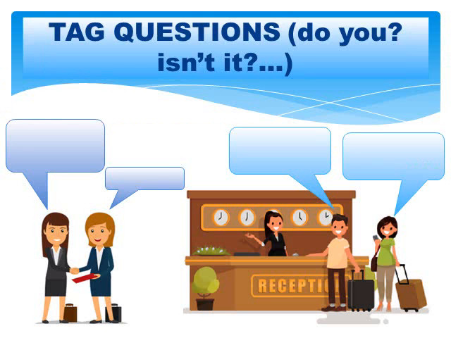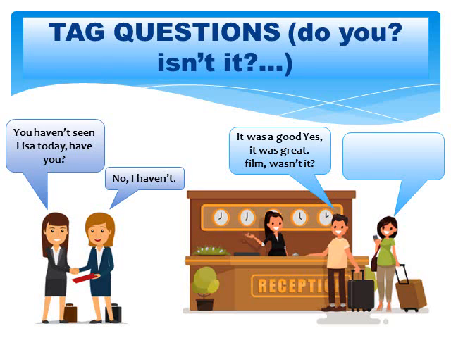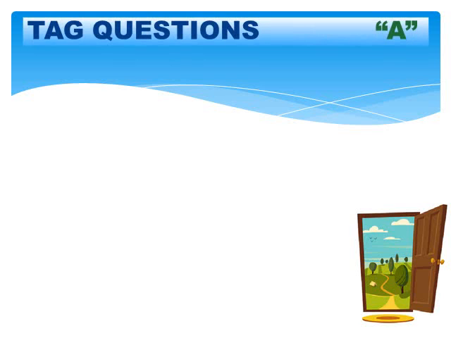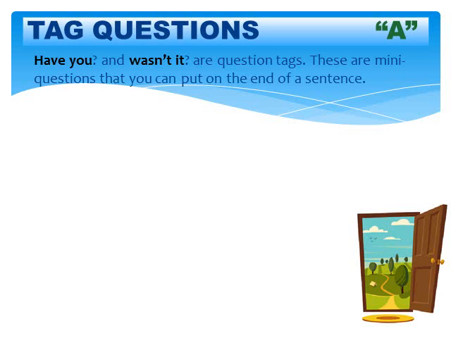Well, tag questions are usually used at the end of a sentence, like "do you?" or "isn't it?" So look at this example, the first one. You haven't seen Lisa today, have you? No, I haven't. In the second example: it was a great film, wasn't it? It's a tough question when you want someone to agree with your idea. Yes, it was great.